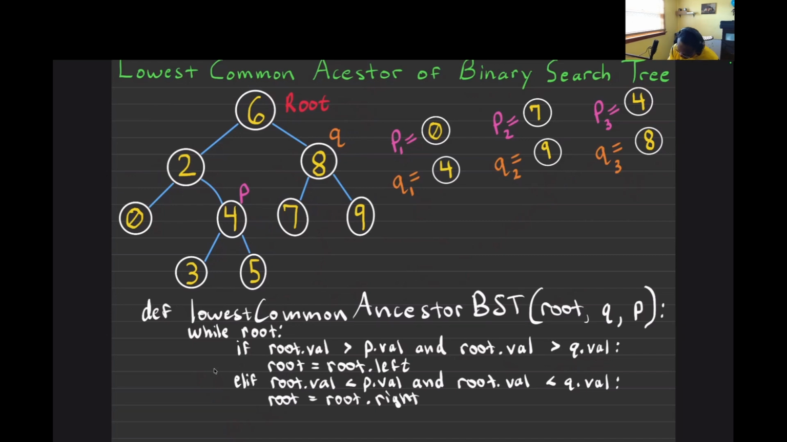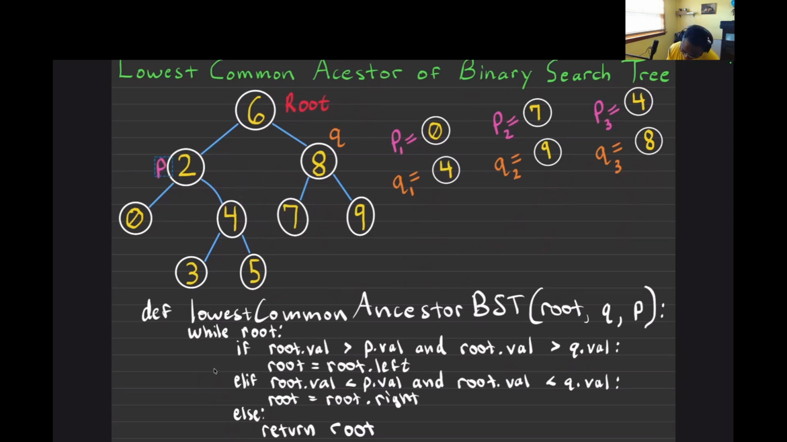Okay, if none of these two cases hold, that means that we are at the lowest common ancestor. So else, the third and final case, we just return the root. Okay? All right, that's it. So let's just do one more walkthrough. I'll do this case, and I want you guys to take care of this case and this case, okay?